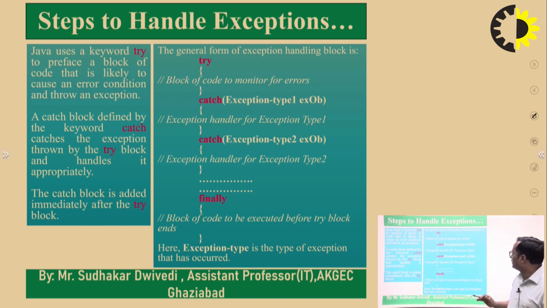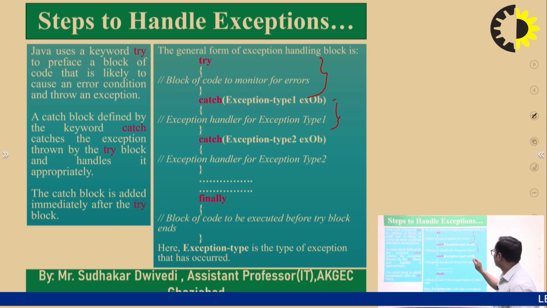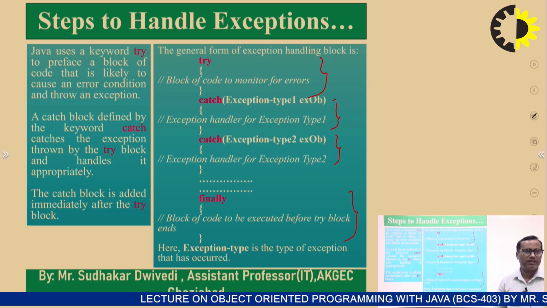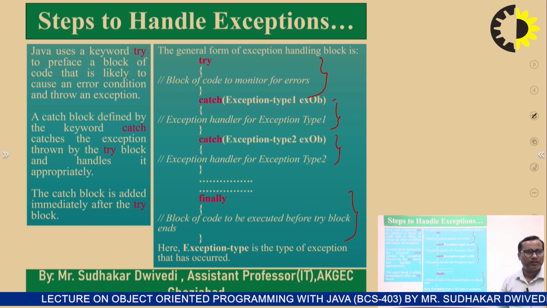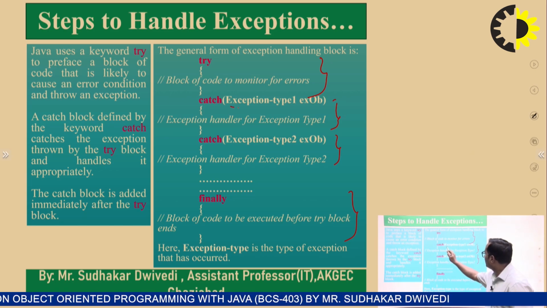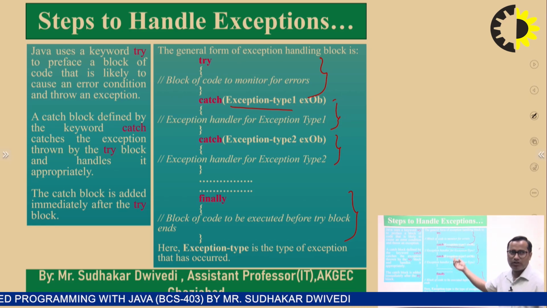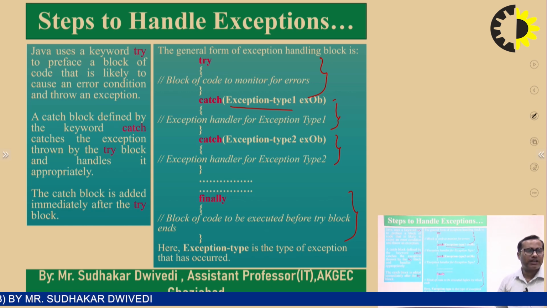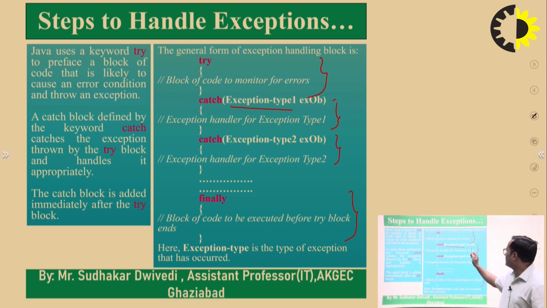We can see here, this is the block for monitoring the errors, and this is the catch block for handling the errors. This may have multiple catch blocks and a finally block also, which we will discuss later on. For the exception type, the code may have multiple types of exceptions. The exception type is the type of the exception that has occurred, and it is the exception object, right?